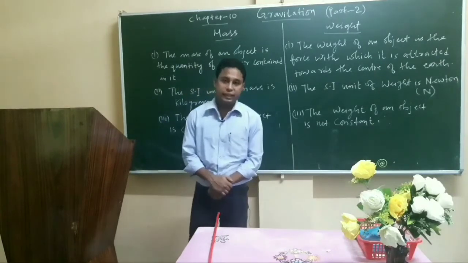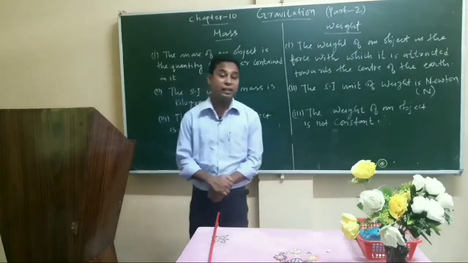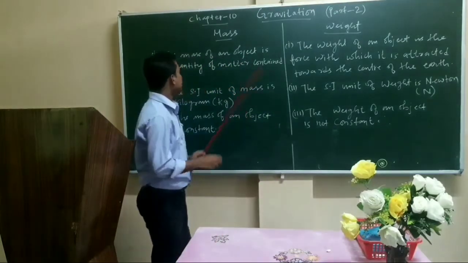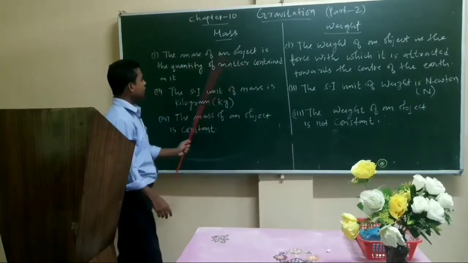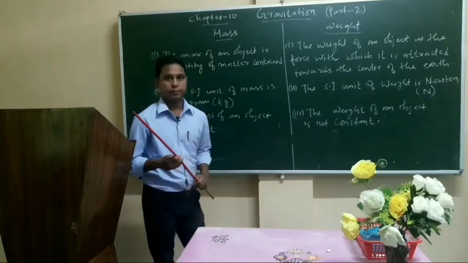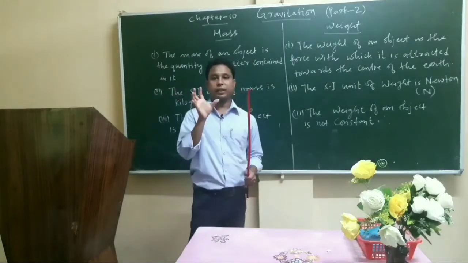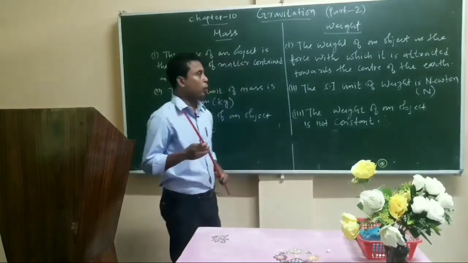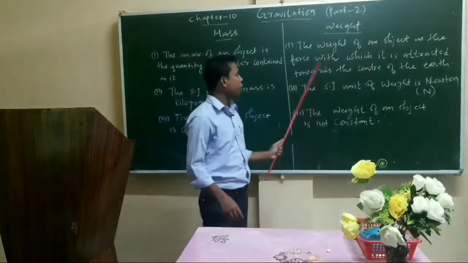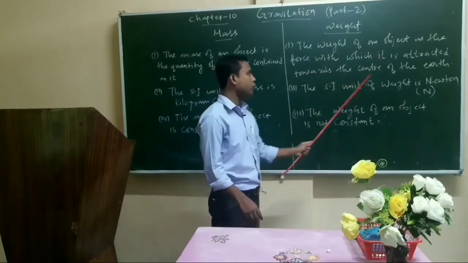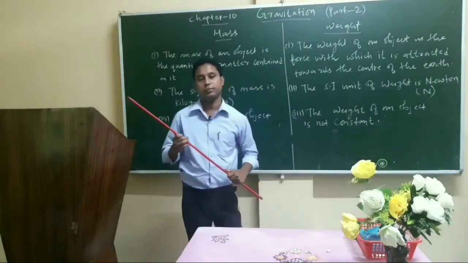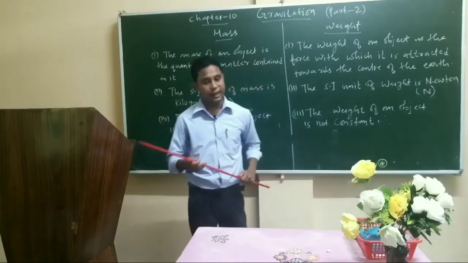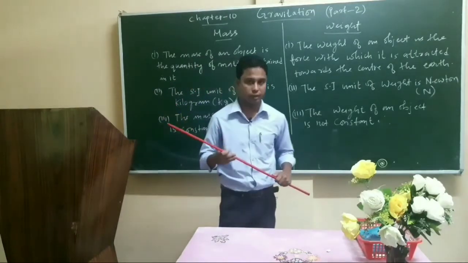First of all, let us see what is the difference between mass and weight. The mass of an object is the quantity of matter contained in it, meaning the particles by which an object is made up of. So that is the mass. Then what is weight? The weight of an object is the force with which it is attracted towards the center of the earth.